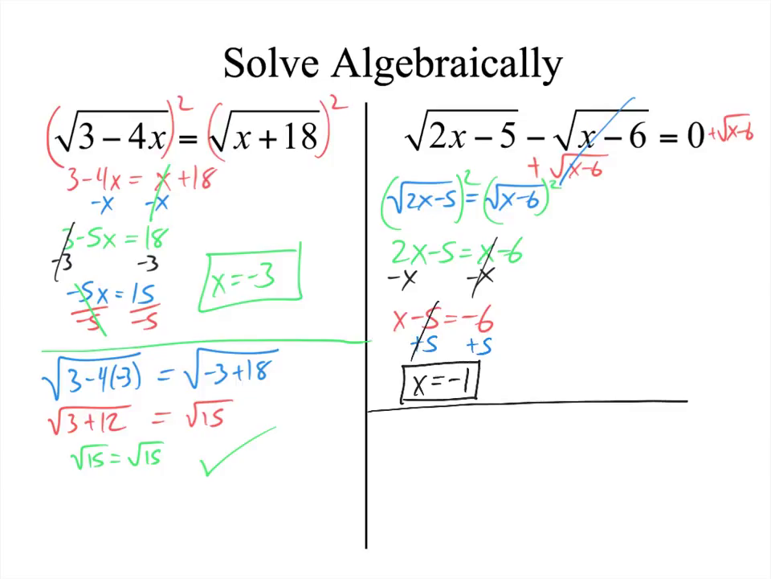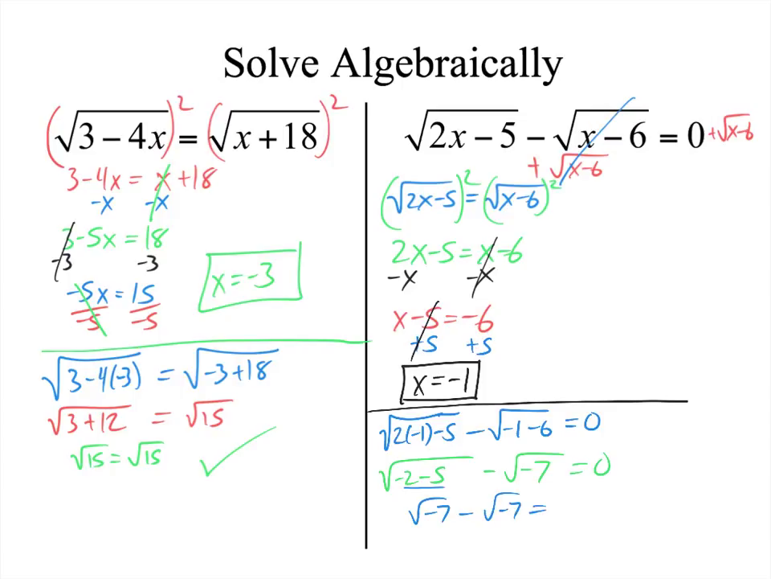I've got to check it, though. Always check, because there can be extraneous solutions. But we check it in the original function. So I have 2 times negative 1, because that was my answer, minus 5, minus the square root of negative 1 minus 6 equals 0. Let's check this. That gives you negative 2 minus 5, and that minus the square root of negative 7 equals 0. So this right here becomes the square root of negative 7 minus the square root of negative 7 equals 0.